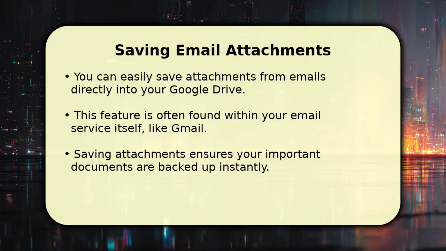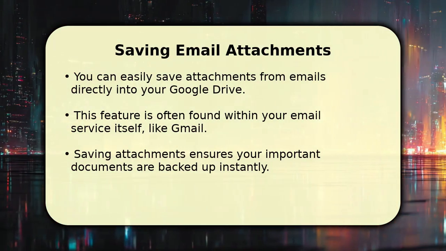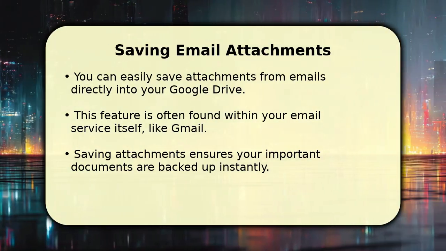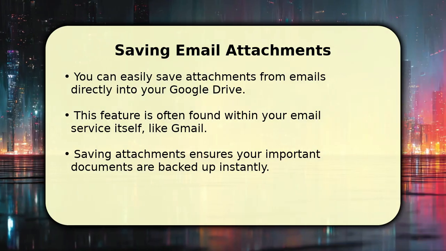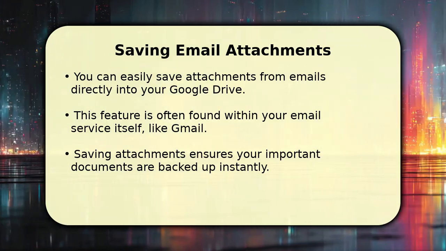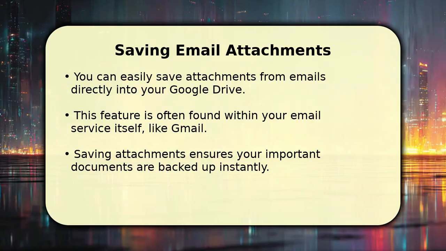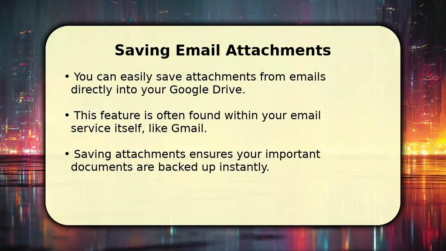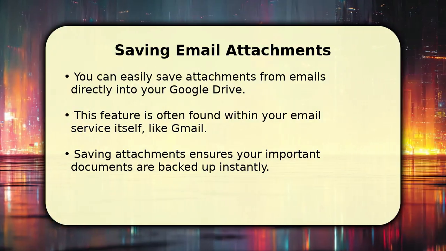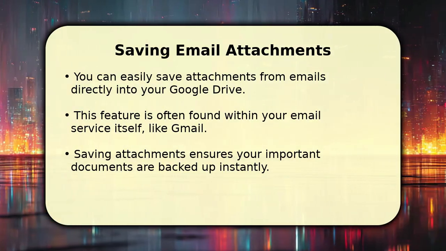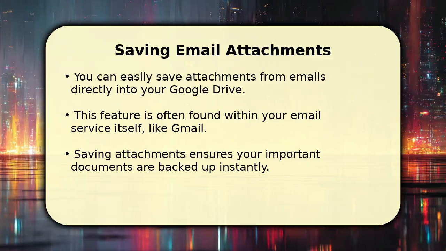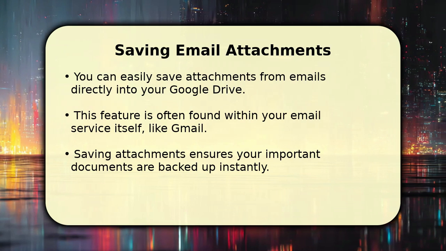Saving email attachments directly to your Google Drive is a very practical method. When you receive an email with an attachment, open the email. Locate the attachment icon, which often has a small Google Drive symbol next to it, or a Save to Drive option. Click on this icon or option, and the attachment will be saved directly into your Google Drive, usually in a dedicated folder or your root directory. This saves you the step of downloading and then re-uploading the file.